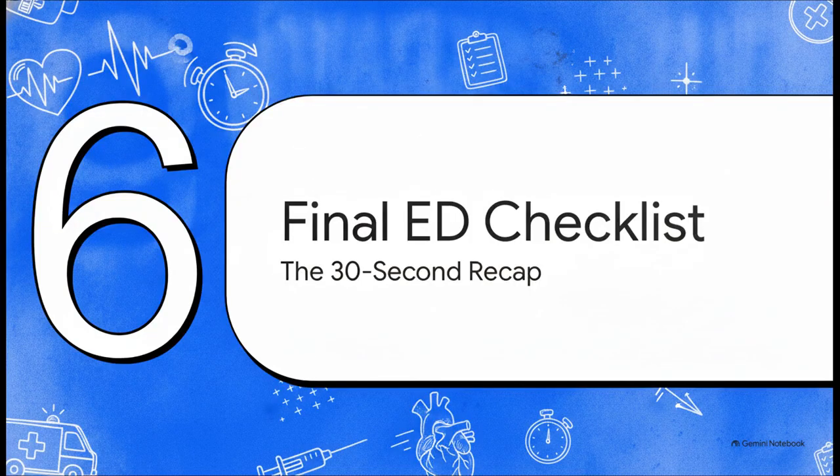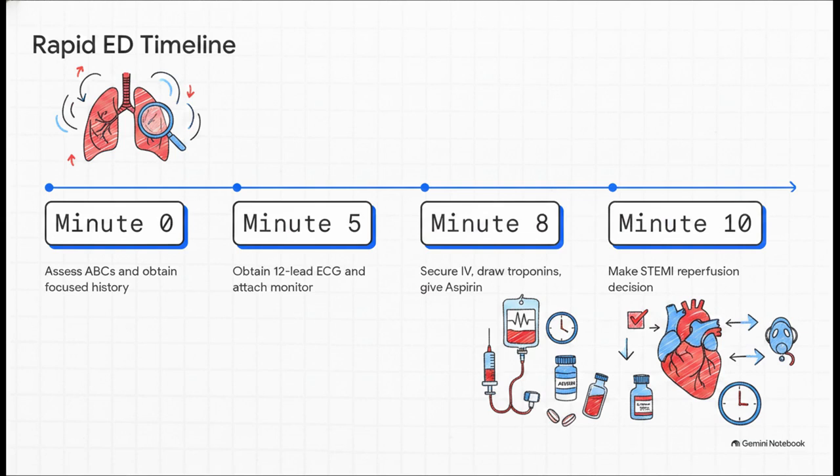Section 6, Final ED Checklist. Here's your 30-second recap. Let's commit these first 10 minutes to memory. Minute 0, assess those ABCs and rule out the deadly mimics. Minute 5, get that 12-lead ECG done and attach the continuous monitor. Minute 8, secure your IV access, draw the troponins, and give that chewed aspirin. And by minute 10, apply oxygen only if their saturation is below 90%, give nitrates only when it's safe, and if it's a STEMI, make your reperfusion decision instantly.